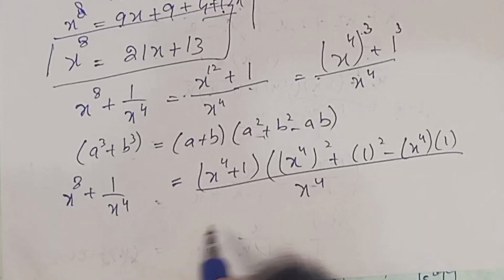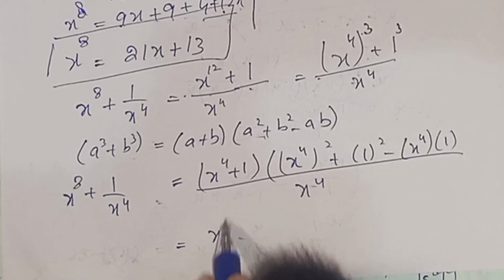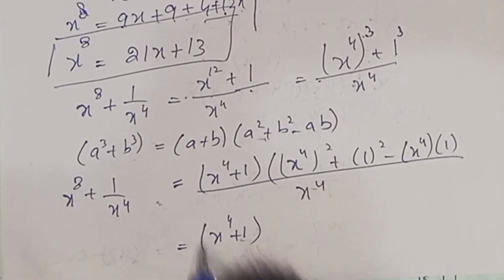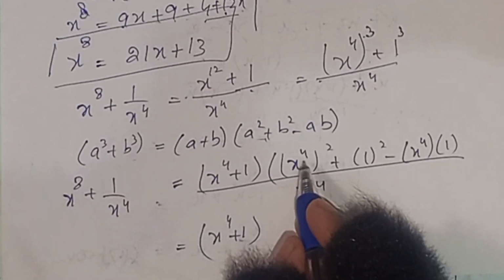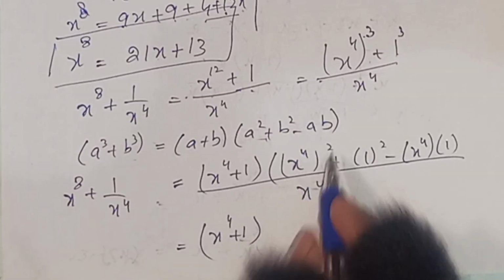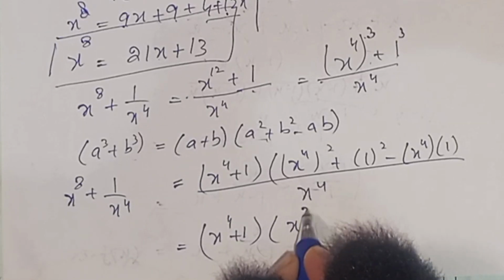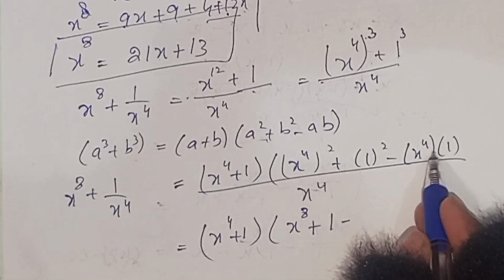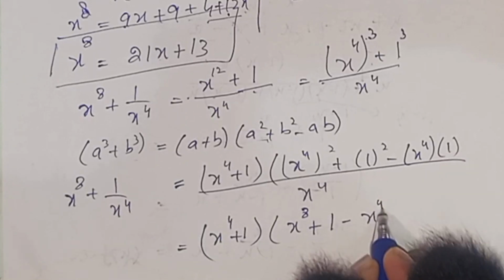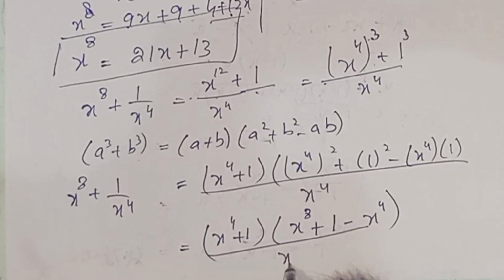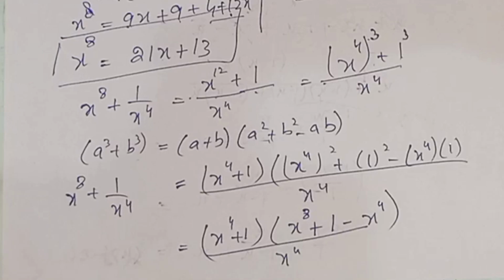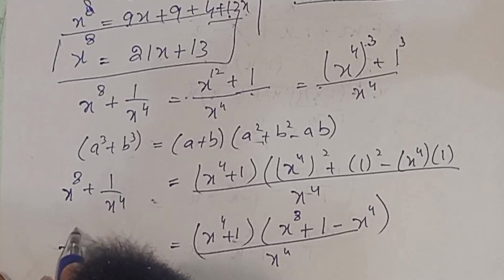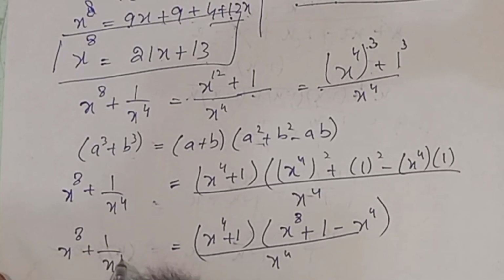Now we simplify this value. So this is (x^4 + 1), and multiplying 4 by 2, we get x^8, plus 1 squared is 1, minus x^4 times 1, we get x^4, over x^4. It's equal to (x^8 + 1) over x^4.